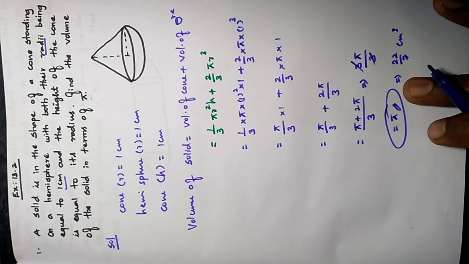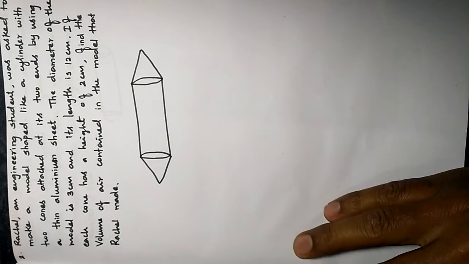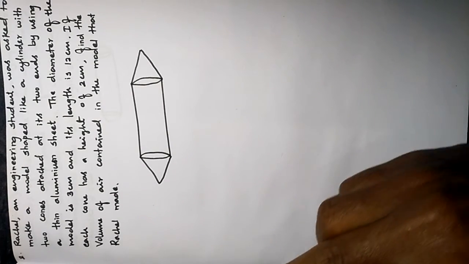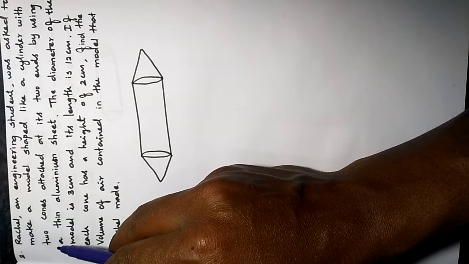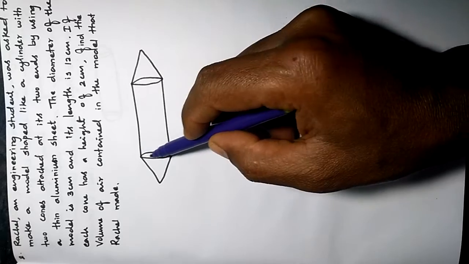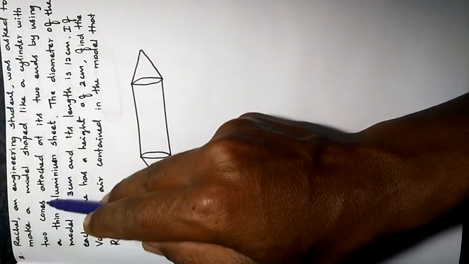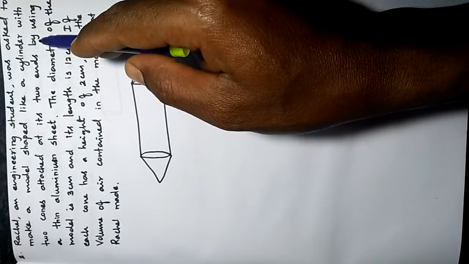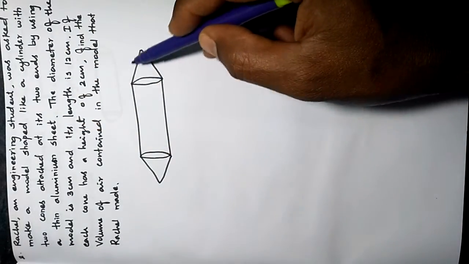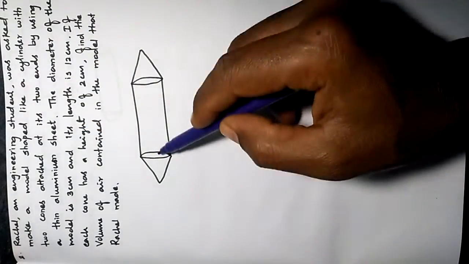Let's move to question number 2. Here we have question number 2. Raquel, an engineering student, was asked to make a model shaped like a cylinder with two cones attached at its two ends. One cylinder and two cones attached at each end.